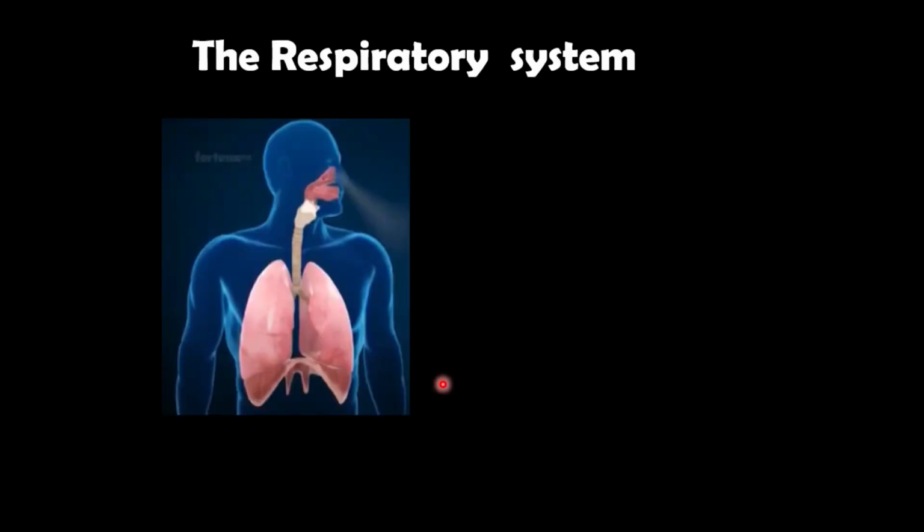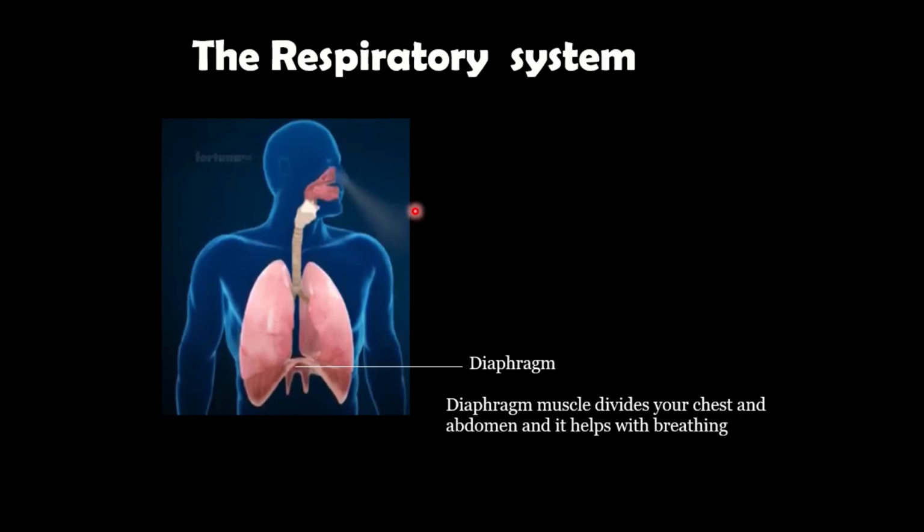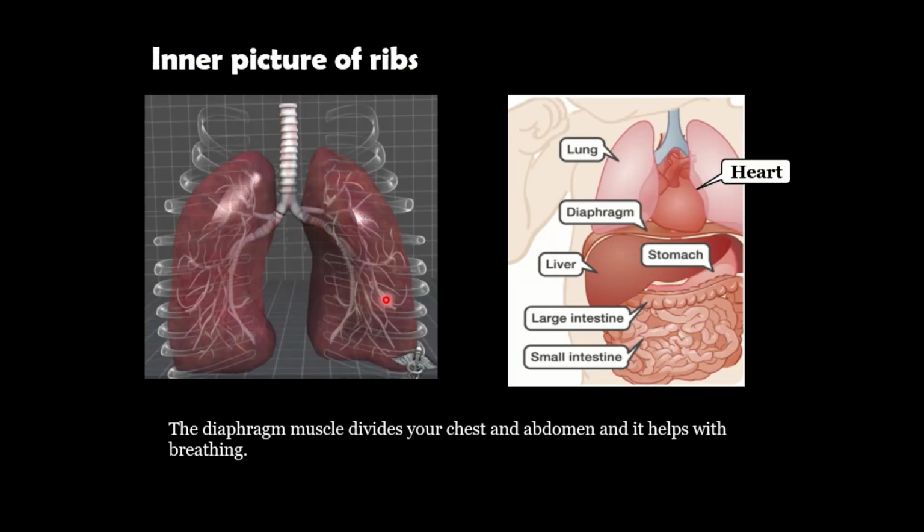Let's see an inner view. Beneath the lungs is the diaphragm. A dome-shaped muscle divides your chest and abdomen, and it works with your lungs to allow you to inhale, breathe in, and exhale, breathe out. The digestive system starts out from the rib bridge. We will be checking it out later on.